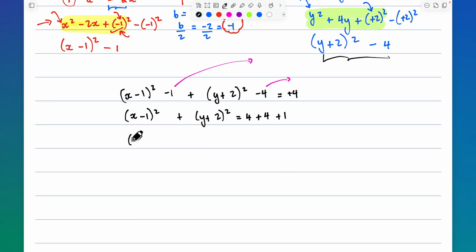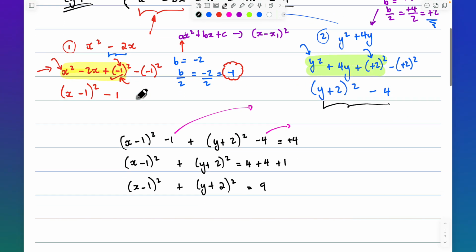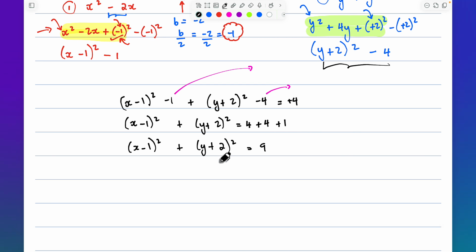So we still have x plus 1 squared plus, no, that's x minus 1. All right, x minus 1 squared plus y plus 2 squared is equal to 4 plus 4 is 8 plus 1. That gives you 9. So we have successfully turned it from this format into this format over here, right? And in this format, we can much more easily interpret the circle.